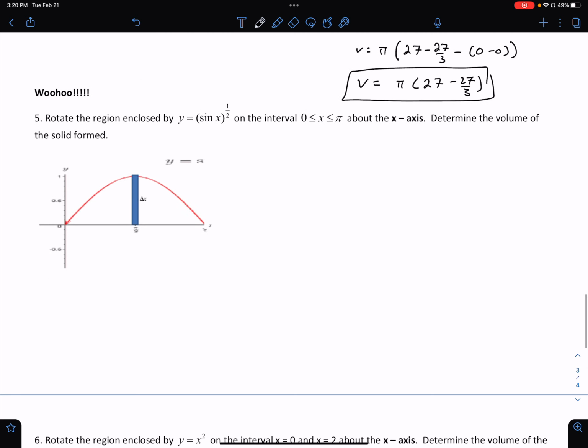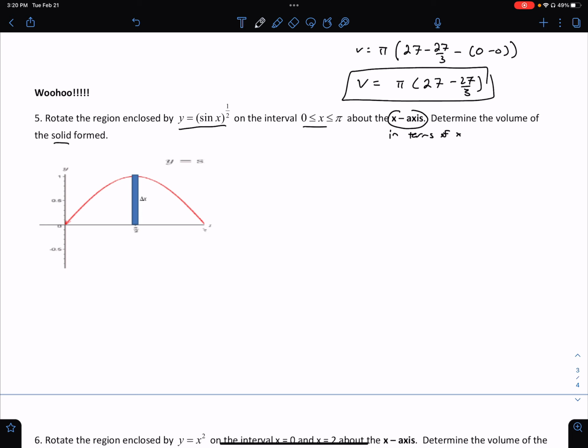All right, let's take a look at a trigonometric function. Here we go. We're going to rotate the following region, enclosed by y equals 1, y equals the square root of sine of x, the sine of x to the 1/2, on the domain 0 to pi. We're going to rotate this about the x-axis, which is nice. It just tells us we're going to be in terms of x. We like that, in terms of x.